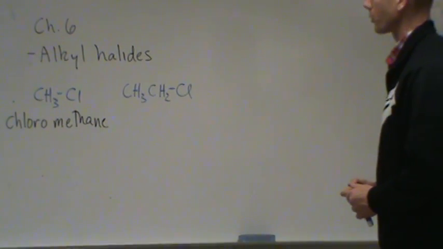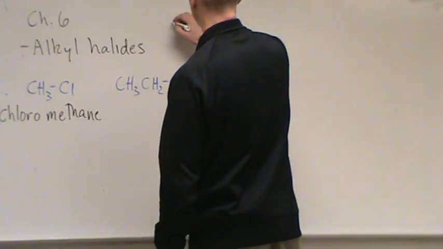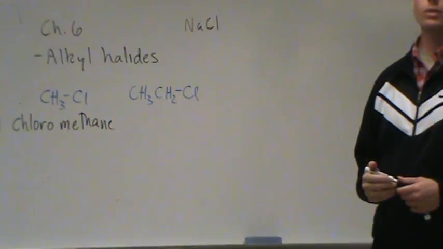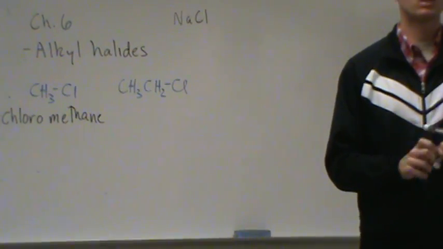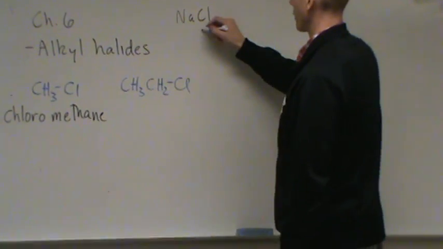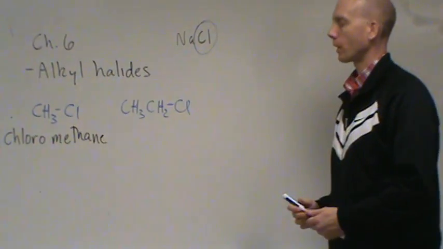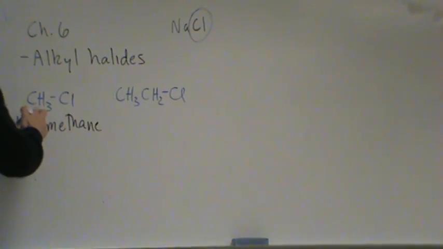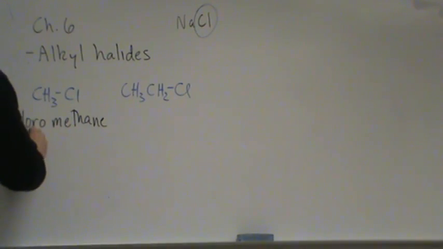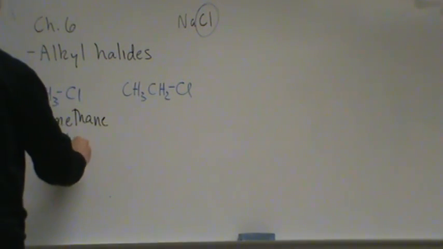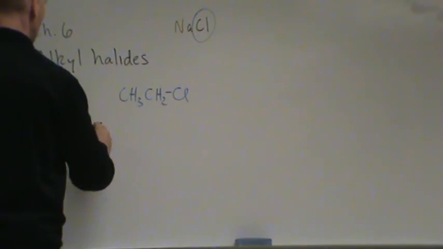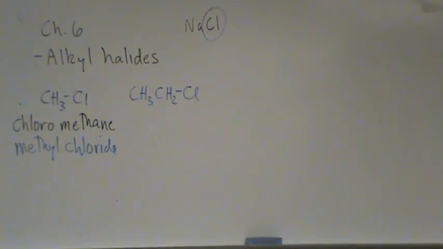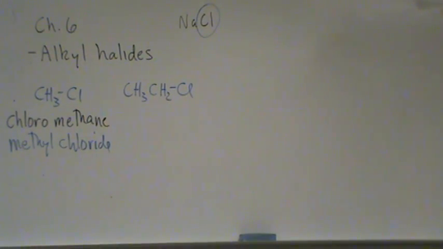But it turns out to be another way to name that. Remember from general chemistry what the name of that was? Sodium chloride. So here we named it as a chloride. Same thing down here. That forces the CH3 to be a methyl group. So we can call that methyl chloride. Okay? So you got to be familiar with both ways.